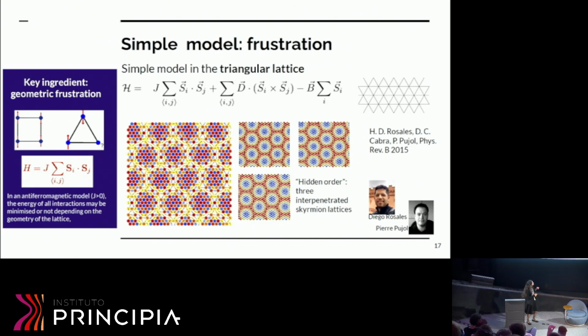But then what you can do is split these textures into 3 sublattices, and each of these sublattices is a ferromagnetic skyrmion lattice. So basically, what they found was an antiferromagnetic skyrmion lattice formed by 3 interpenetrated ferromagnetic lattices. And why are antiferromagnetic skyrmions interesting? Because it's one of the proposals of how to avoid this skyrmion Hall effect.